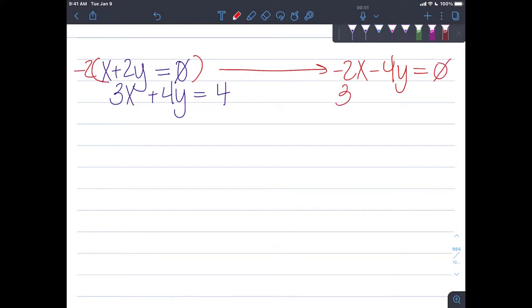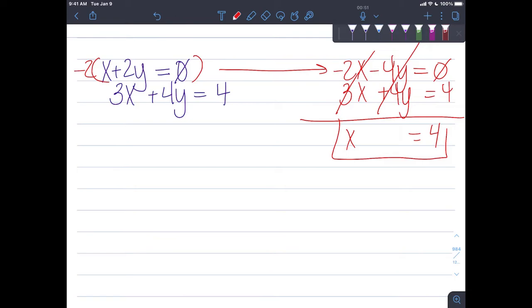And I'm going to copy down my second equation. Now I can add them together. Oh, and look at that. Magical. We already have a solution for x. Now I can take it and plug it back into either one of my original equations. I'm choosing the very first one because it is easier to solve. So 4 plus 2y equals 0.